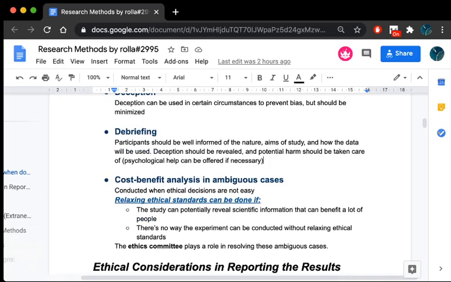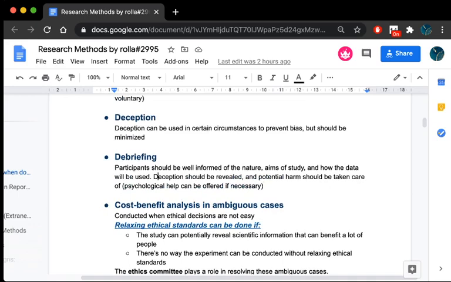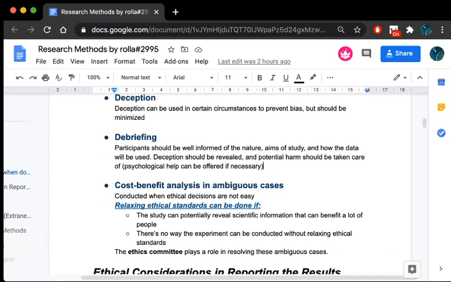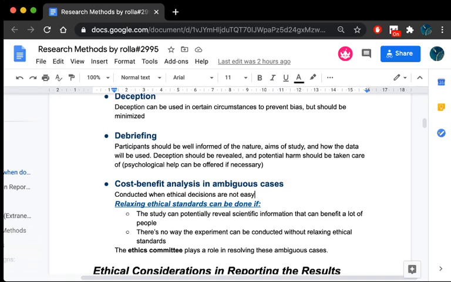Debriefing. Participants should be well informed of the aims of the study, the nature of it, and how the data will be used. This is the reason why sometimes psychologists might use deception, and after the experiment is done, deceptions should be revealed and potential harm should be taken care of, and that involves psychological help if something happens to them.